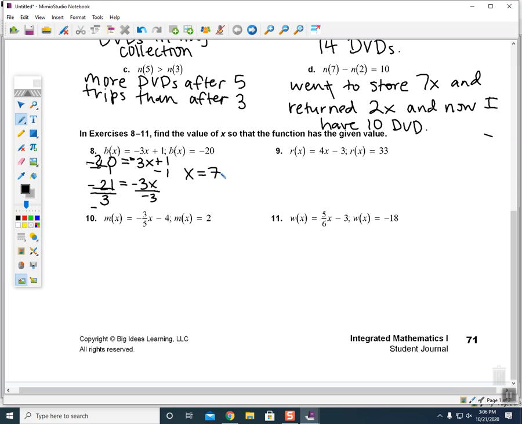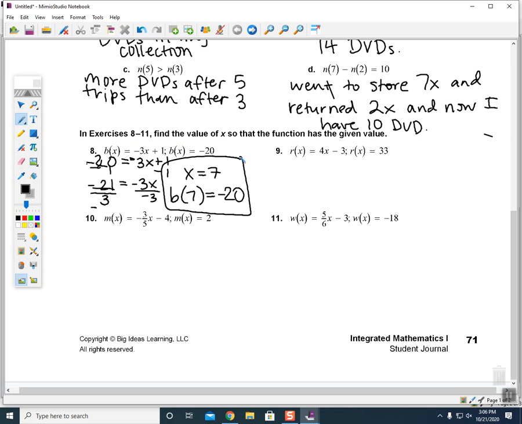So another way that you could write this is b of 7 equals negative 20. Either one of these is kind of what we're going for. b of x is negative 20 when x equals 7. So b of 7 equals negative 20.